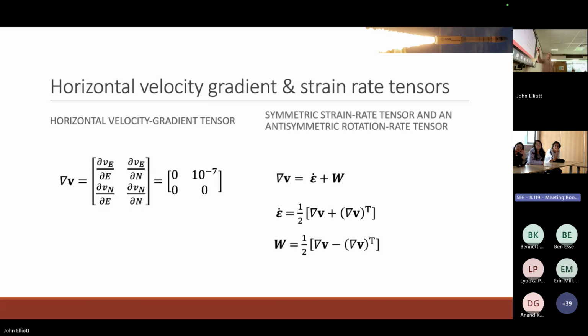Now, the strain comes from that velocity gradient tensor. It can be split into 2 parts. It's a summation of a symmetric part, the strain rate tensor, and an anti-symmetric part, the rotation rate, W here. That can be done with a simple trick of taking the transpose of that velocity gradient tensor and adding it to get the symmetric part, or subtracting it to get the anti-symmetric part.